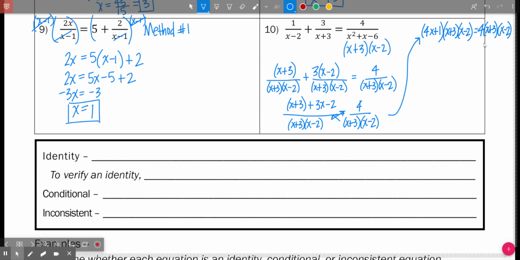And remember, we're working with factors. So if I divide both sides by x plus 3, my x plus 3's go away. And if I divide both sides by x minus 2, my x minus 2's go away. So very quickly, my rational equation becomes 4x plus 1 equals 4. I subtract 1 from both sides and I have 4x equals 3. And when I divide both sides by 4, I get x is equal to 3/4.